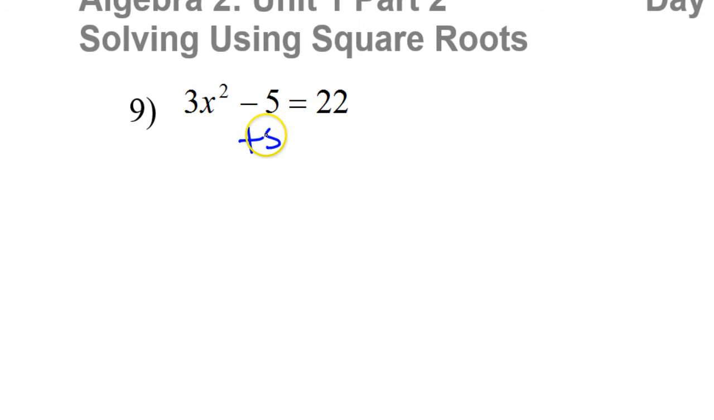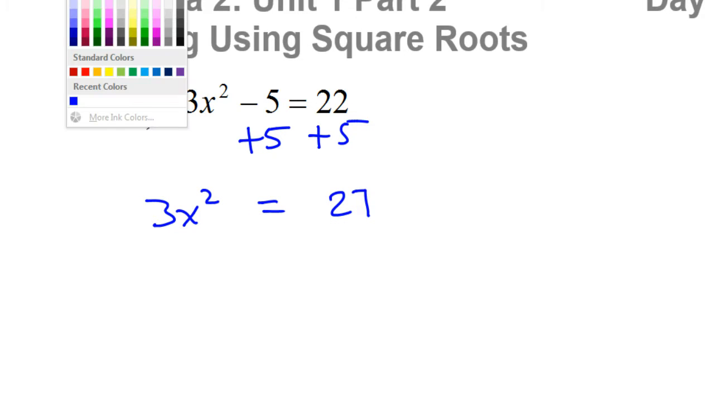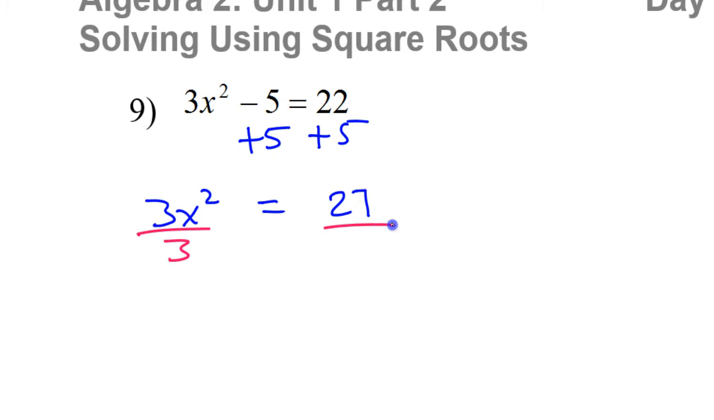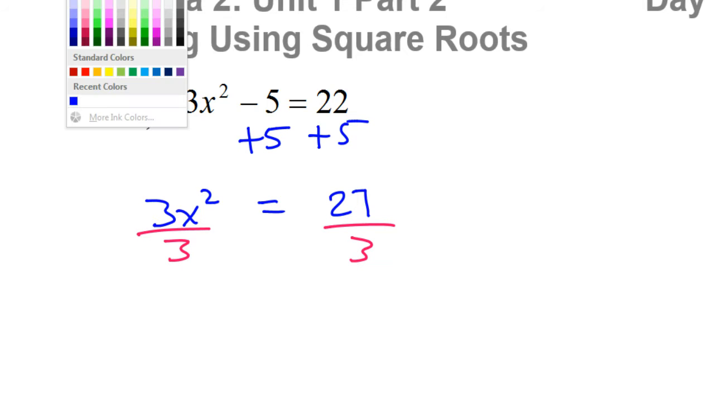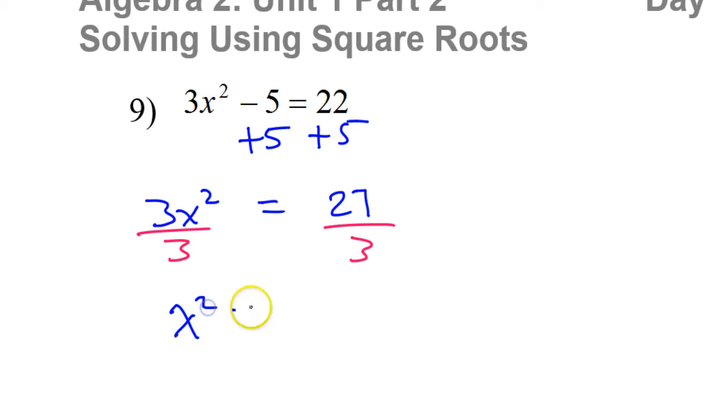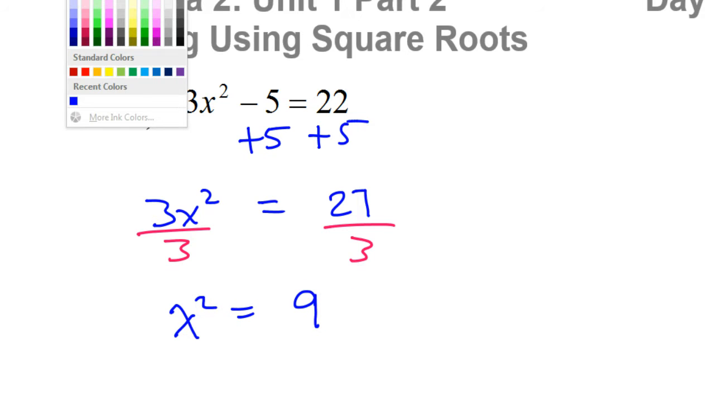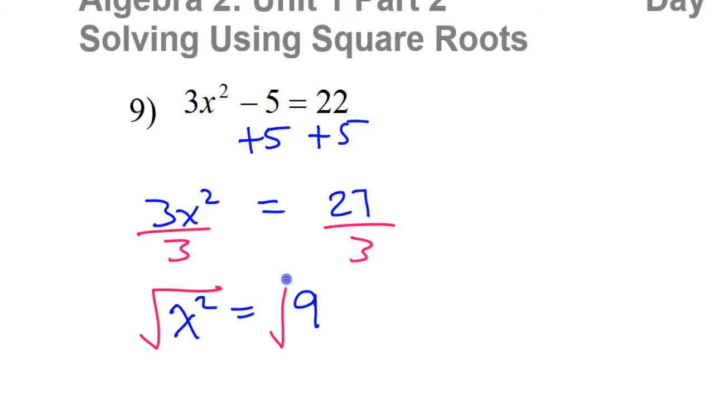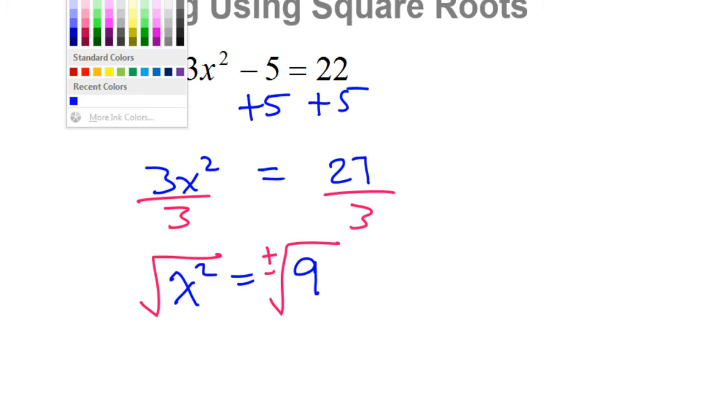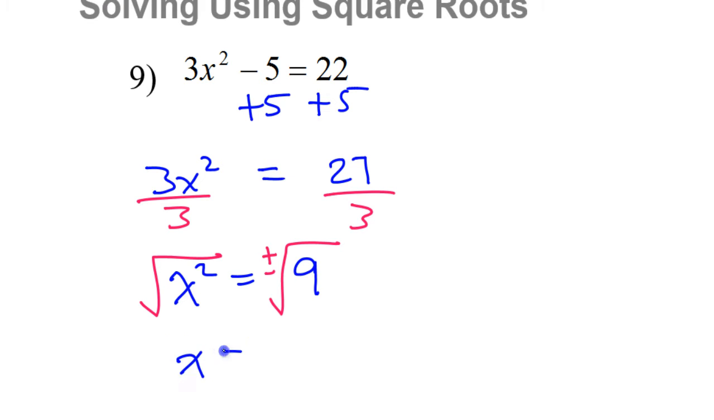Number 9, you would add 5 to both sides. That's going to give you 3x squared is equal to 27. Next, you would divide both sides by 3. That gives you x squared is equal to 9. Then you take the square root of both sides. Don't forget plus or minus. So x is equal to plus or minus 3.